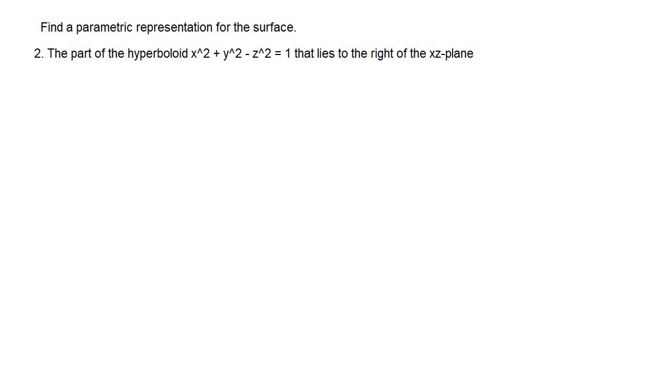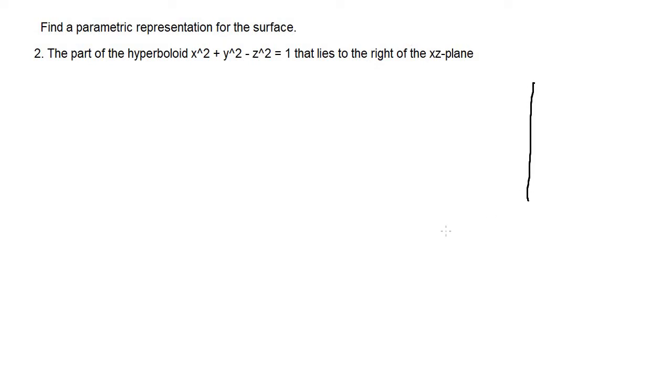So now for number 2, we have the part of the hyperboloid x squared plus y squared minus z squared equals 1 that lies to the right of the xz plane. Notice we aren't given two vectors, nor are we given any point of intersection. But what we are given is the part of the hyperboloid, so we cannot use the formula that we used in the previous problem. Now, over here it says to the right of the xz plane.